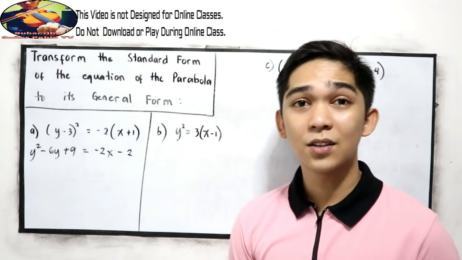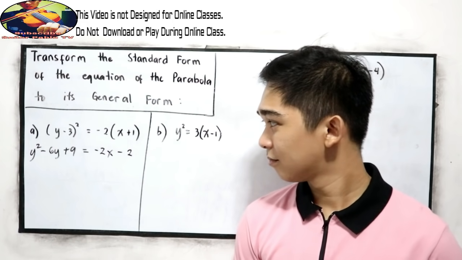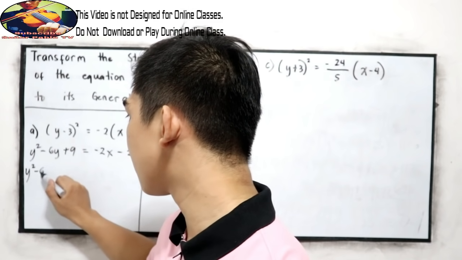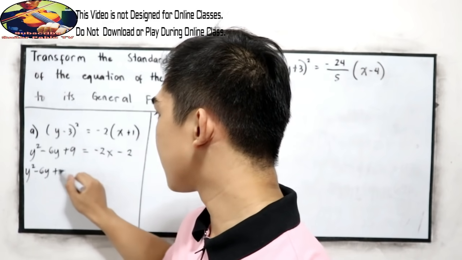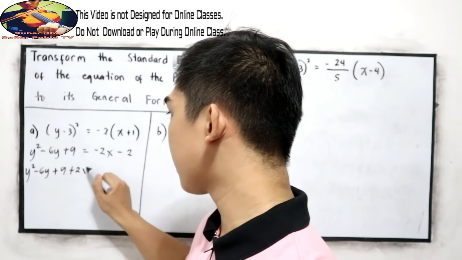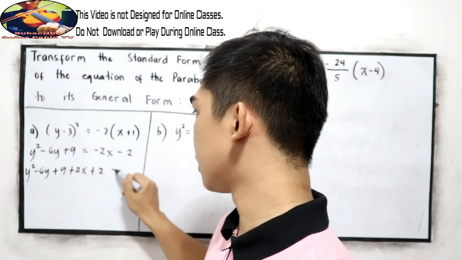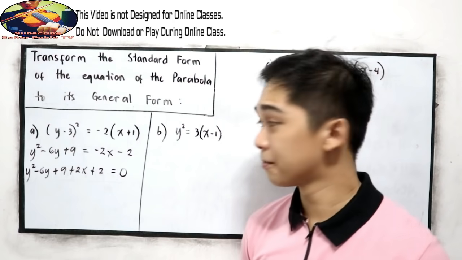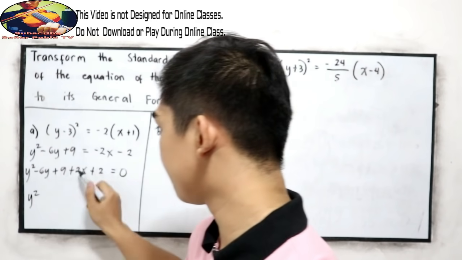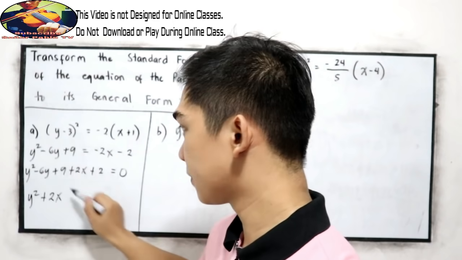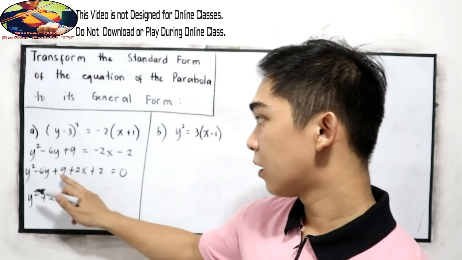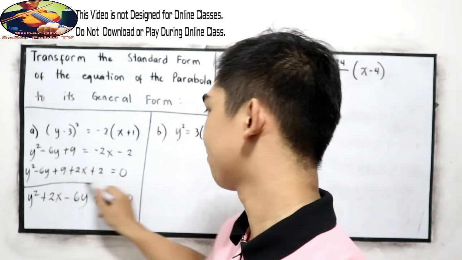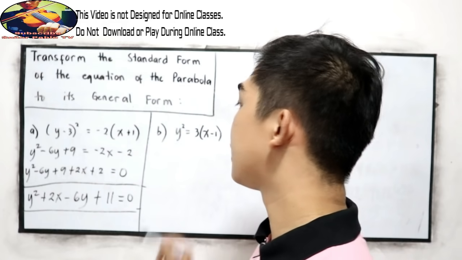Okay, now equate to 0. So we have y squared minus 6y plus 9 plus 2x plus 2 is equal to 0. Then rearrange and combine like terms. So we have y squared plus 2x minus 6y, 9 plus 2, that is positive 11, is equal to 0. That will be our general form.